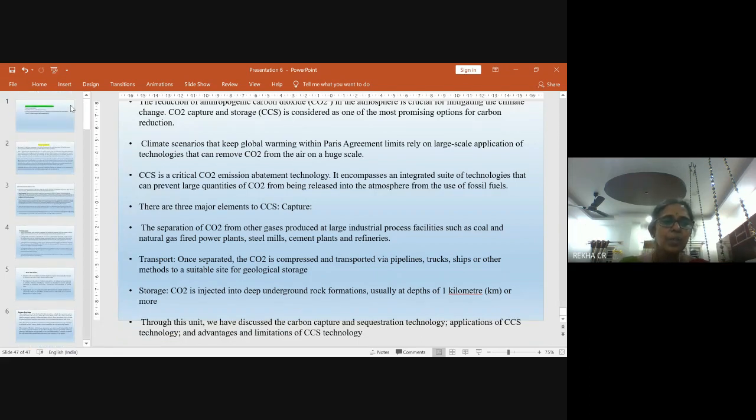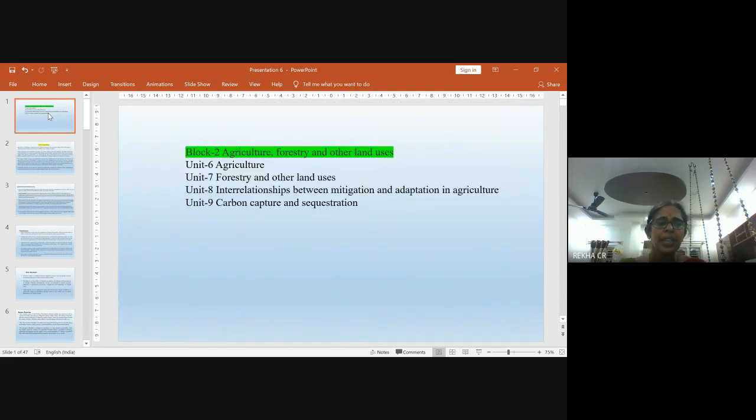So this is the second block, agriculture, forestry, and other land uses. In the first block, we studied sustainable agriculture practices in different kinds of lands, forestry, deforestation, afforestation, reforestation, the interrelationship between mitigation and adaptation in agriculture, and the last one is carbon capture and sequestration. So this is about block two.